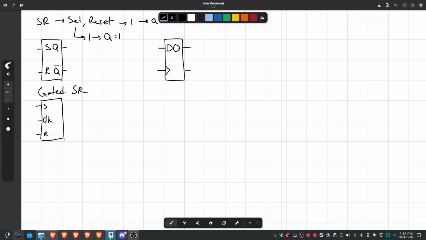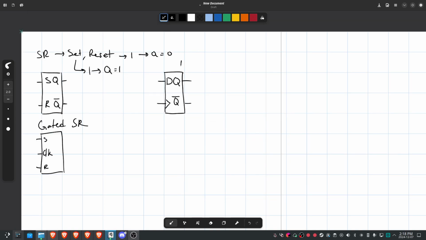So you're going to have D, and then Q naught. All of them will have Q and Q naught. This is D flip-flop for data. All it does is it copies D to Q. That's it. So if D is 1 and it is activated, Q will be 1. If D is 0 and it's activated, Q will be 0. That's it.